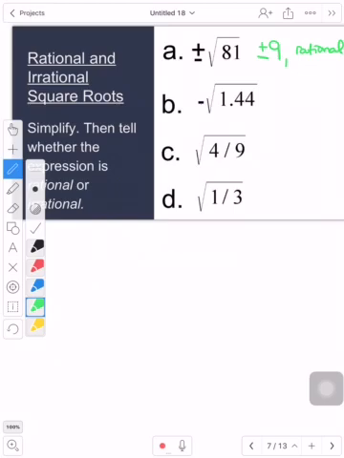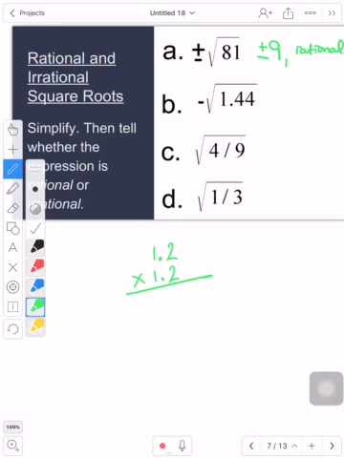Okay, the next problem looks like it might be irrational, but it also looks similar to the number 144. So I want you to think about that when you're making decisions as to whether it's rational or irrational. Just because there's a decimal in there doesn't mean that you can't solve the problem.